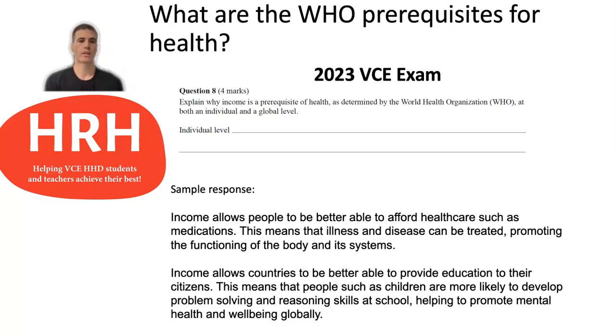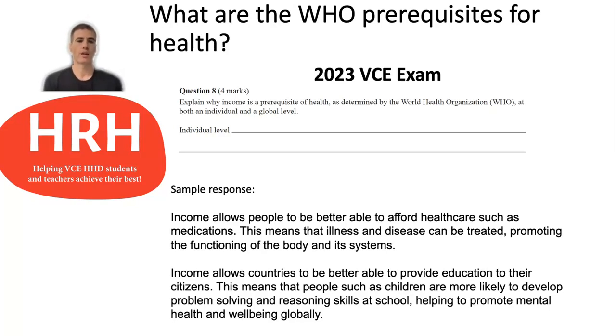So showing that you understand why income's a prerequisite. The first sample response for individual level mentions that it helps people to afford things such as healthcare and medications, and that then is linked on to an example from a dimension. So this would mean that illness and disease can be treated, and that can promote the functioning of the body and systems for an individual.